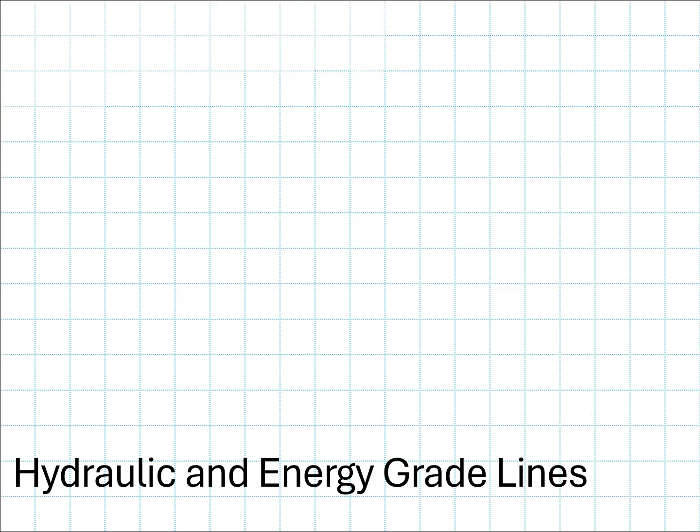So let's think about a more complicated example, same kind of thing, but just a little bit more going on within our flow system. So this time I'm going to still construct my energy grade line in red and my hydraulic grade line in blue. And this time my flow system, it's still a pipeline, still an internal flow, but my pipeline goes from a big diameter and then contracts into a small diameter.